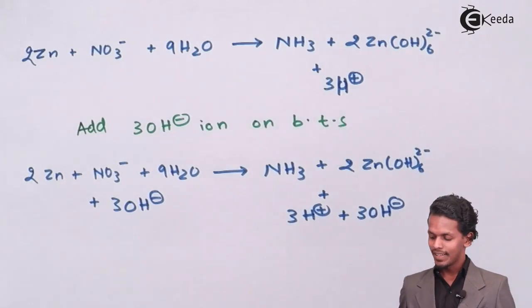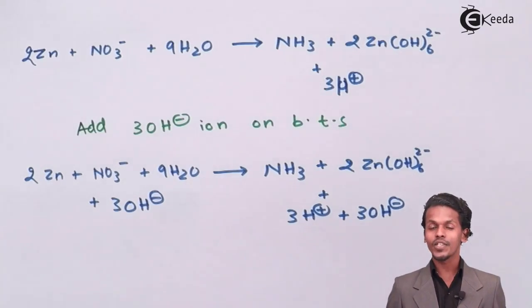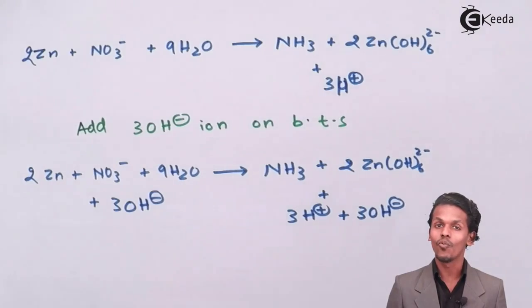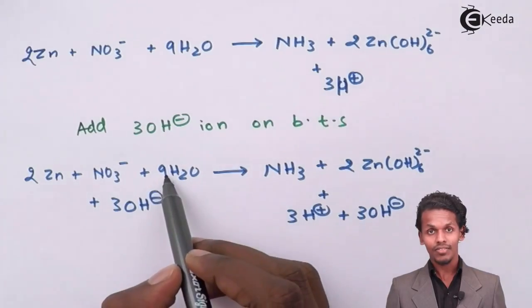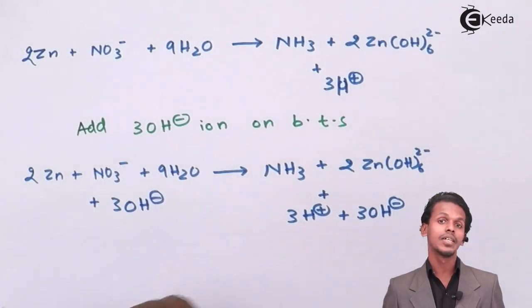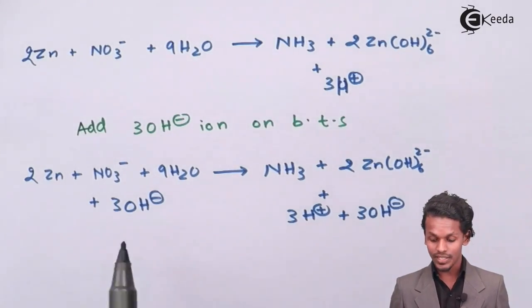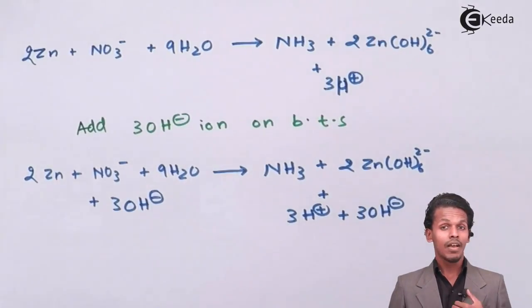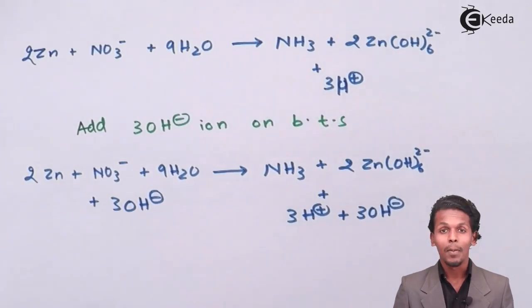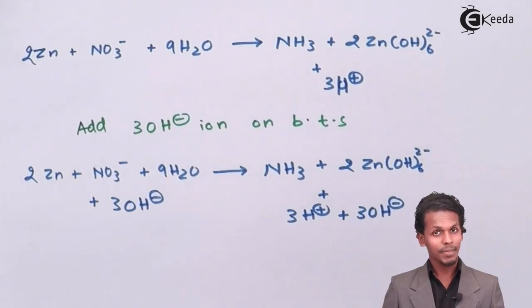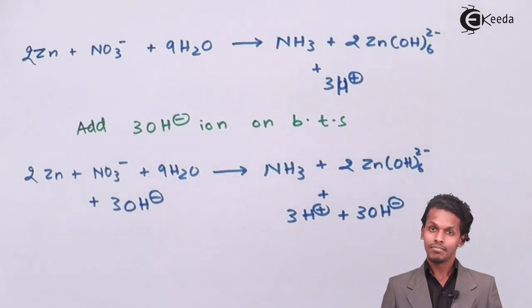So in this case, if you observe it very clearly, 3 times H plus and 3 times OH minus will make 3 moles of water molecule. So these 3 moles of water molecule can eliminate 3 moles of water which is present in the 9 moles of water. So ultimately we'll get a final equation in which the OH is present on the left hand side, and in this case OH is nothing but the basic solution, and therefore we are validating the balancing of the redox reaction by adding OH minus ion, which is a basic medium reaction.